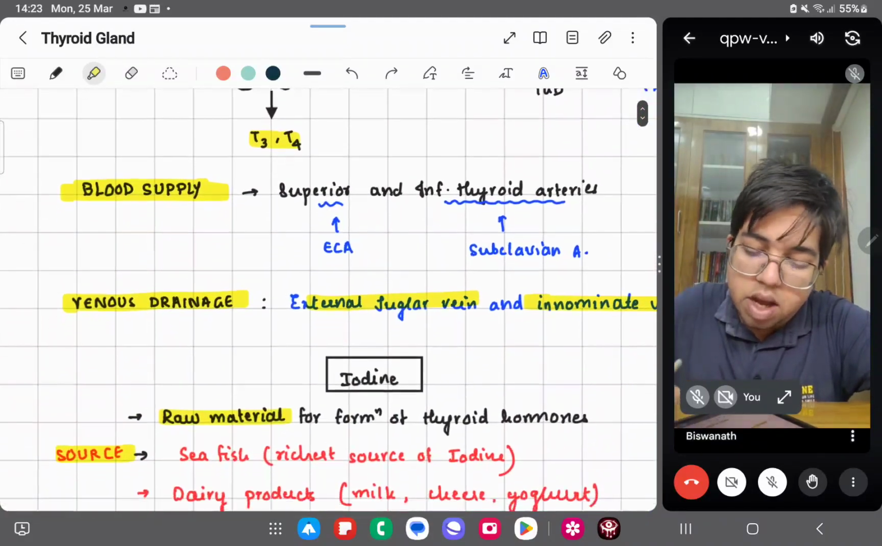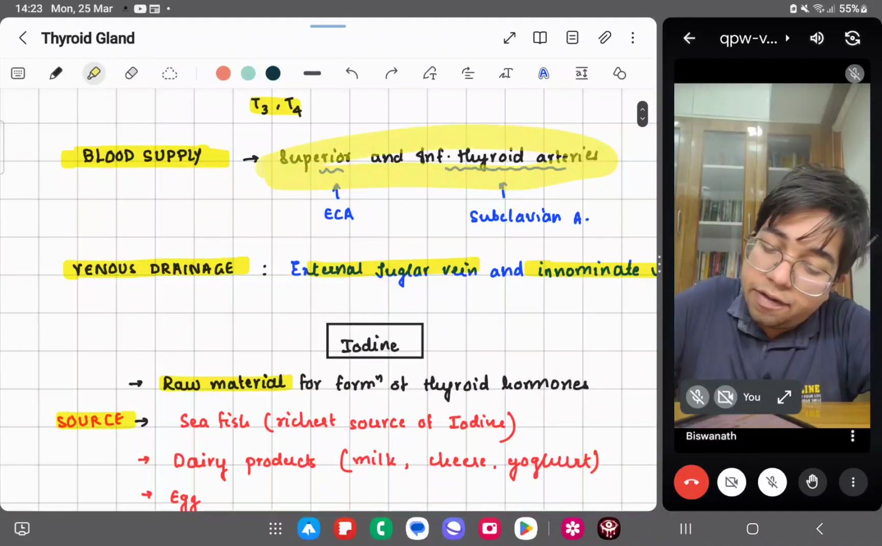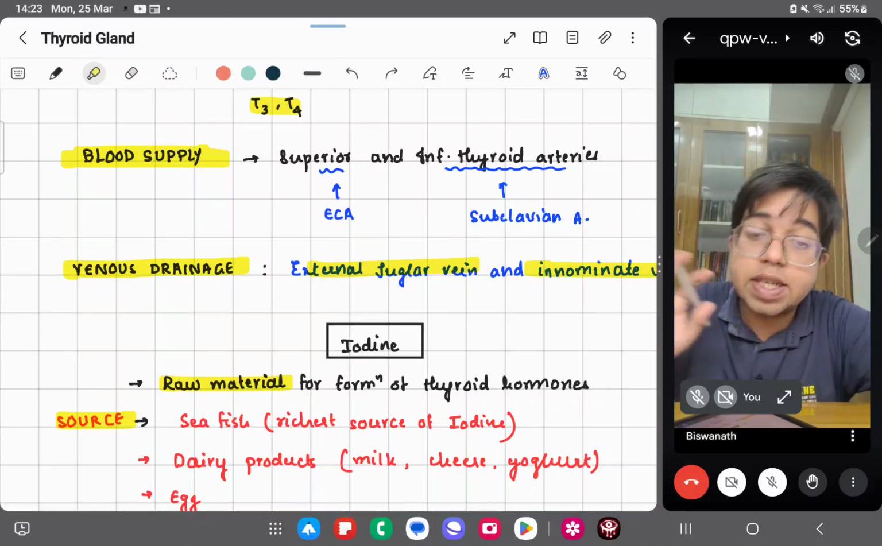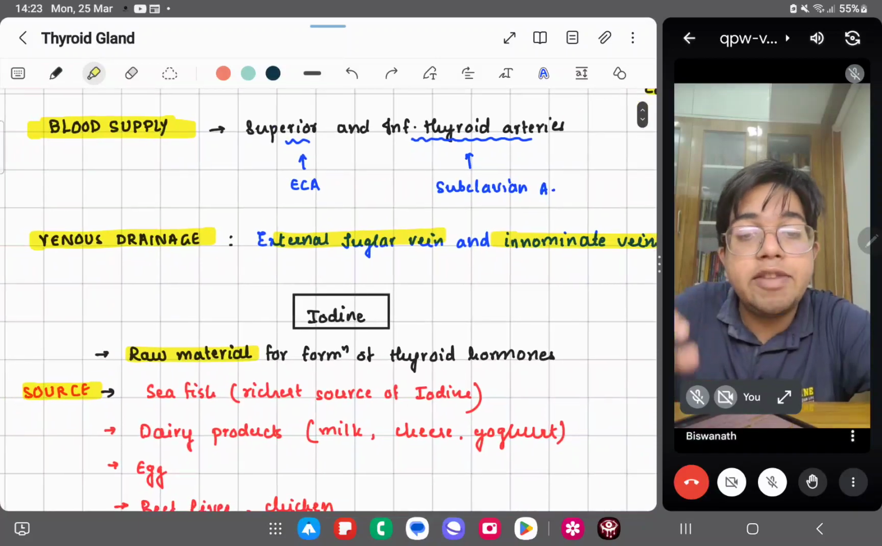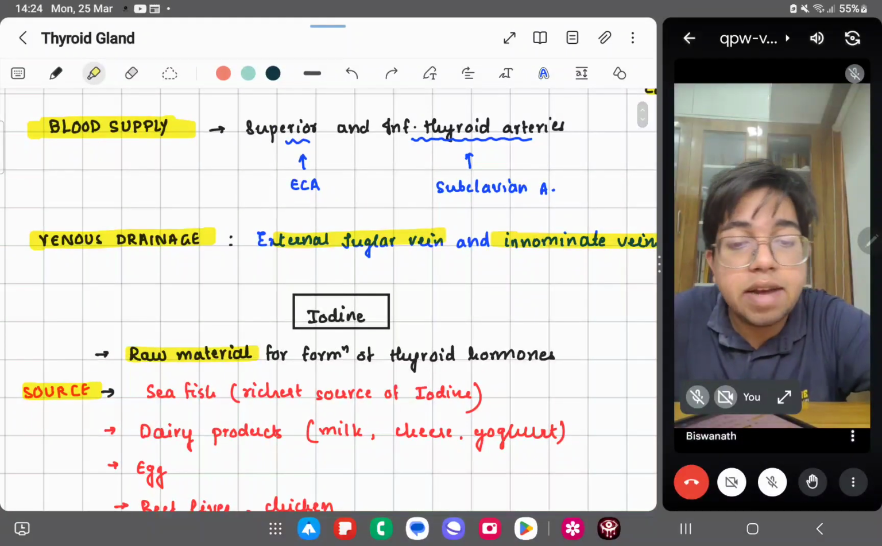Done. Blood supply is the superior and inferior thyroid artery. We discussed all this. Venous drainage: external jugular vein and innominate vein. We discussed that the innominate vein is basically the fourth vein of Kocher, and ITV, MTV, and all that.